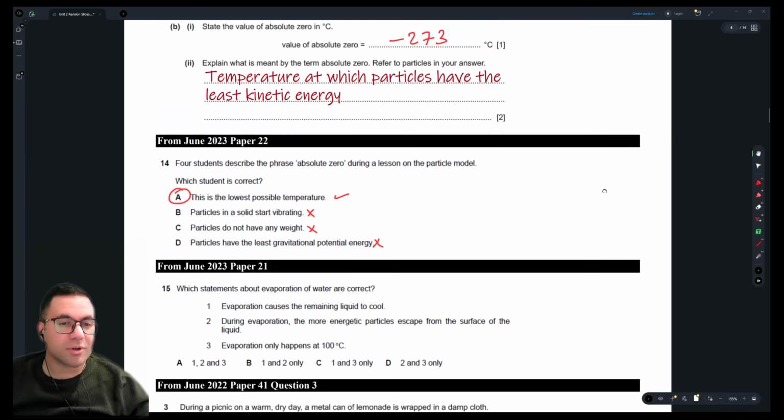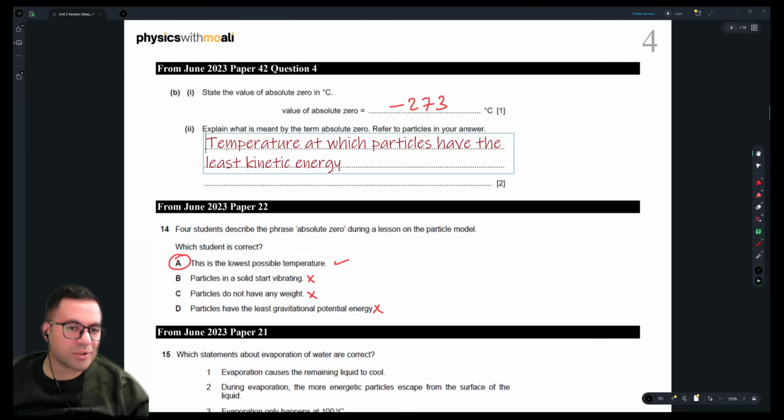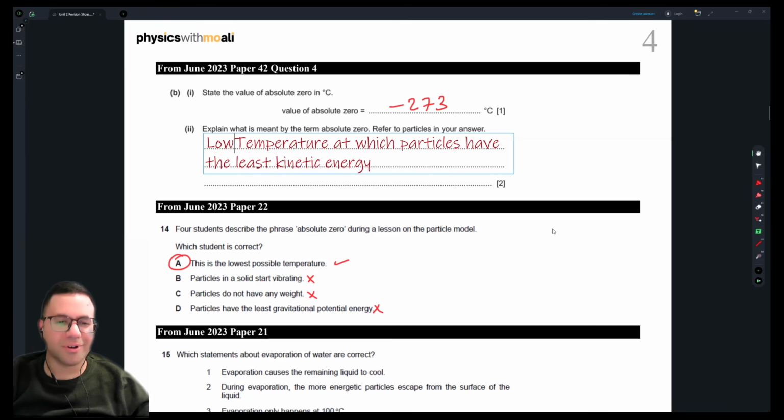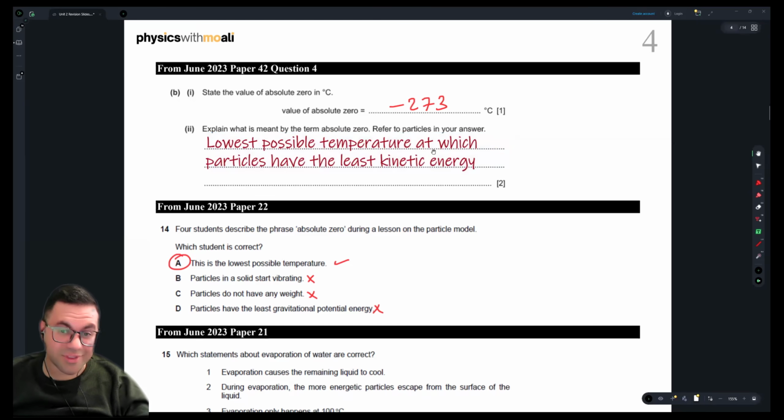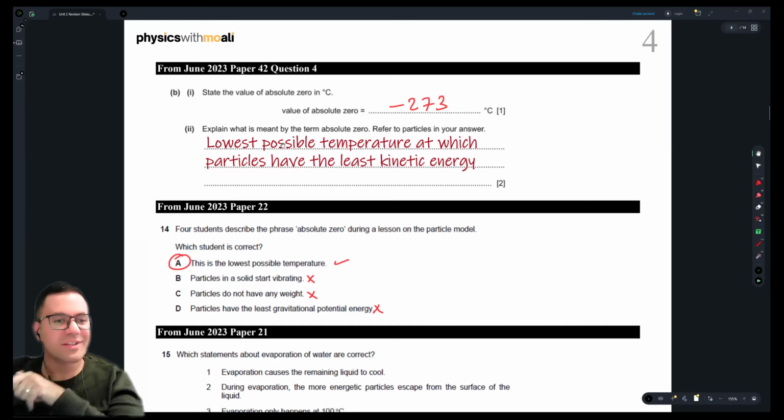So going back, I always want you to add one more thing. Don't just say it's the temperature at which the particles have the least kinetic energy. There's always a second mark. The lowest possible temperature at which particles have the least kinetic energy. Because if you think about it, would least kinetic energy give you 2 marks? Lowest possible temperature. Particles have the least kinetic energy. Done? Good. You've memorized it.